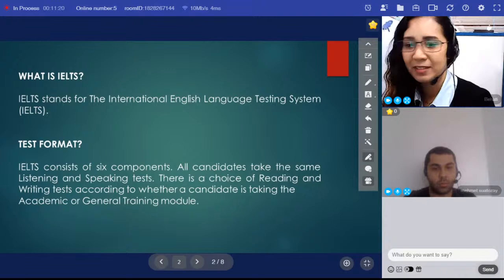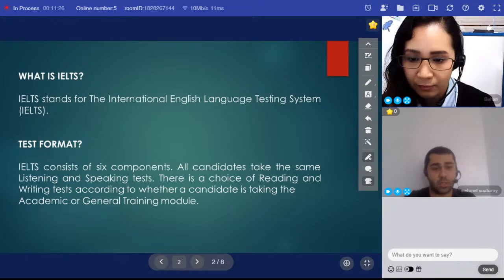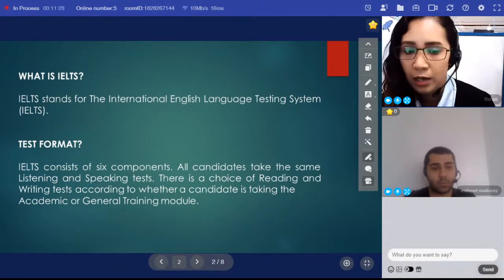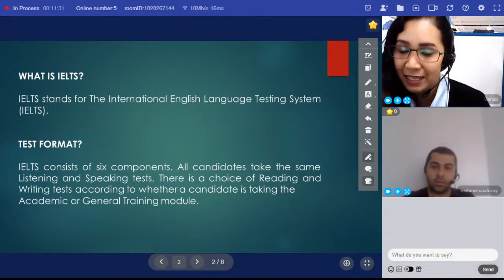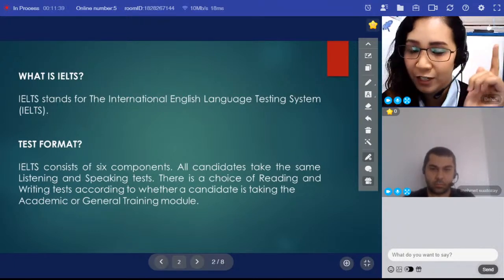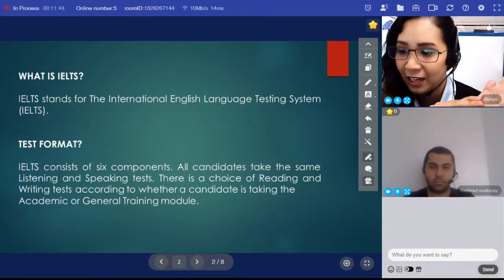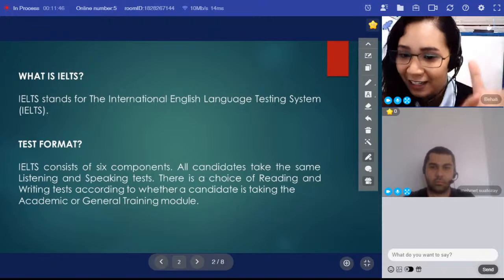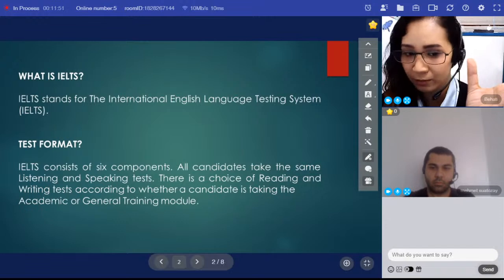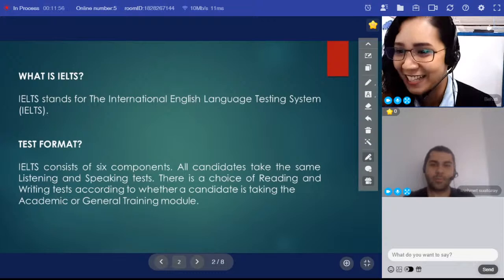Now, the listening and speaking tests are going to be the same for both the academic and general modules. The big difference is actually the reading and writing. They're very different. The reading exam in the academic module and the reading exam in the general training module are different. Writing as well. Much more difficult in academic.